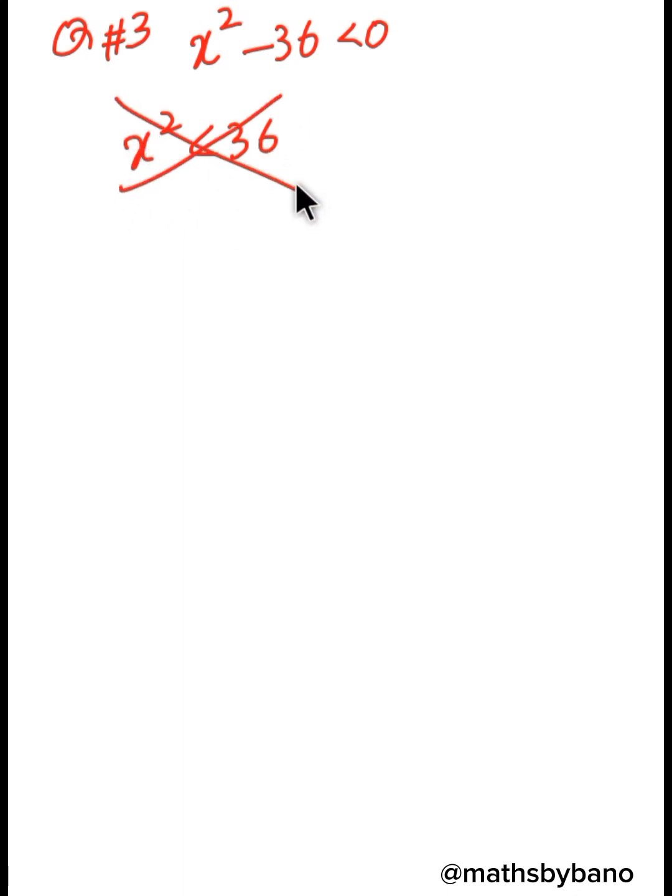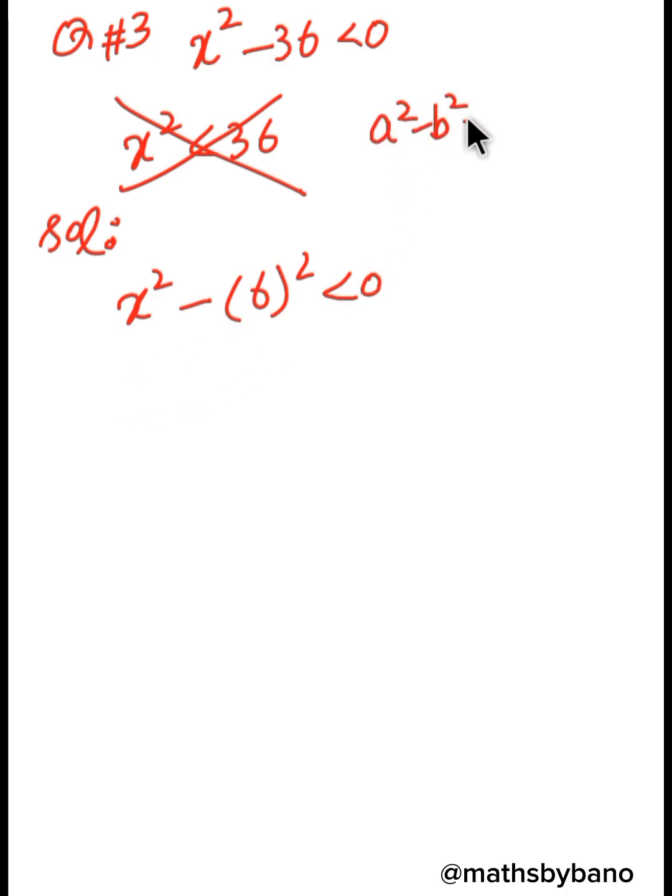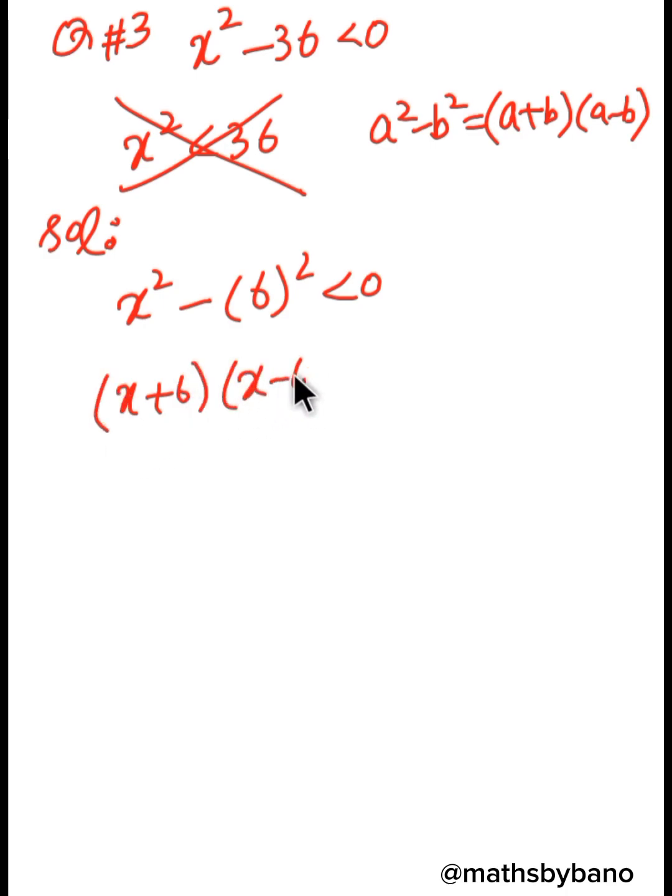Now we discuss another scenario of solving quadratic inequalities. x square minus 36 is less than 0. Most of the students solve like x square is less than 36 and then they take the square root on both sides, which is a wrong method. The correct method is x square minus 36 can be written as x square minus 6 square, less than 0. Here you need to use the identity of a square minus b square, which is equal to a plus b and a minus b. So now we can write it as x plus 6 and x minus 6. This is less than 0. If we put x plus 6 is equal to 0, we get x is equal to minus 6. And if we put x minus 6 is equal to 0, we get x is equal to 6.